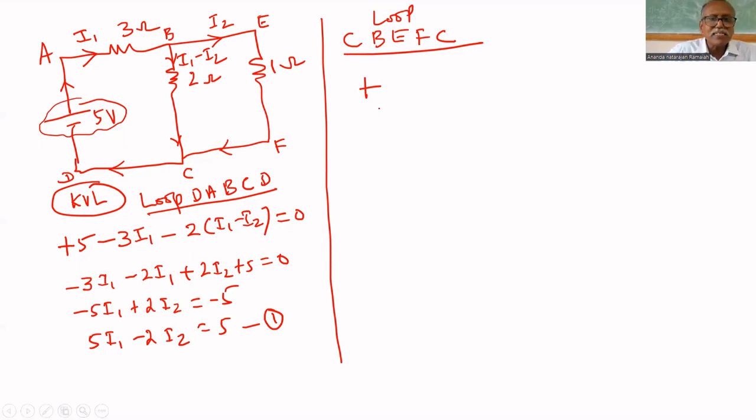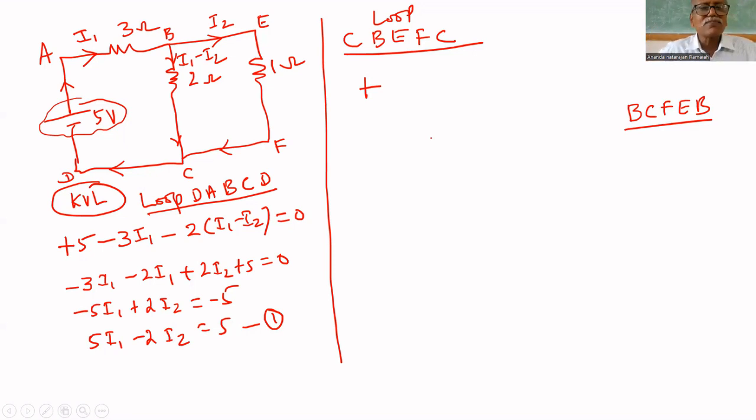Suppose I am writing the equation for BCFEB. Listen to this, then you can write. For BCFEB, you are traveling along the current direction, so put the minus sign. Then coming to the 1 ohm, you are traveling against the current direction, so you will get plus. Whatever loop you are considering, write accordingly and you will get the correct sign.